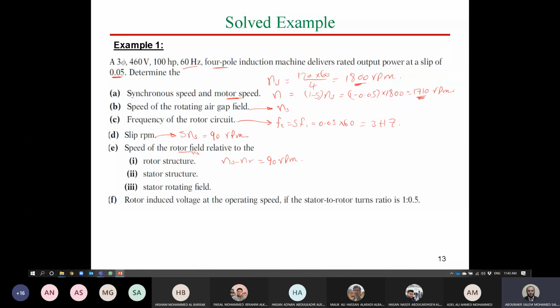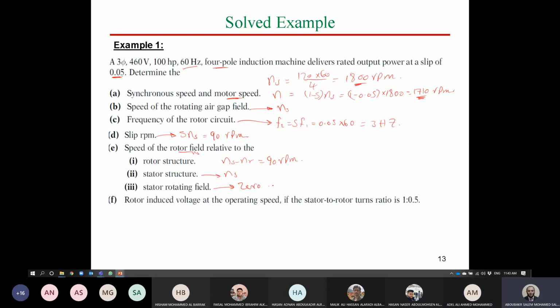Type speed of rotor field relative to stator structure. Stator structure is zero speed, right or wrong? Yes, stationary. The answer of this one is NS, because stator structure is already a stationary part, so the field is NS, so the relative speed now will be NS. Type related to stator rotating field. So stator or rotor field related to stator field, what will be the speed now? 0. Exactly. Excellent. Very nice.